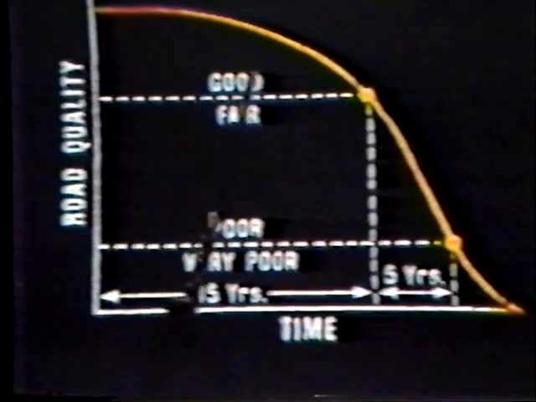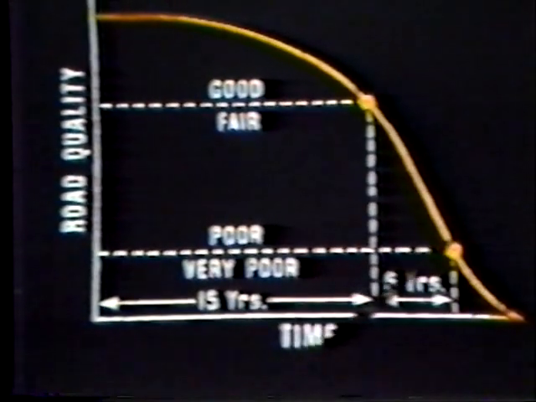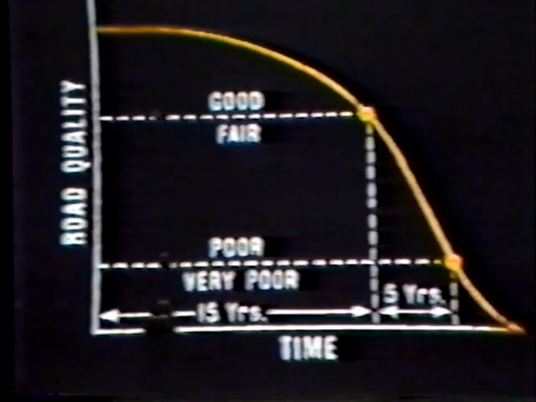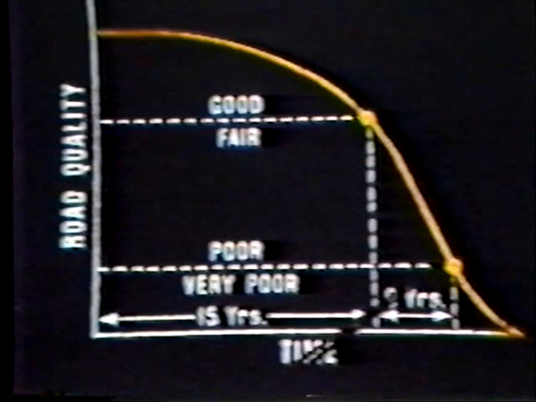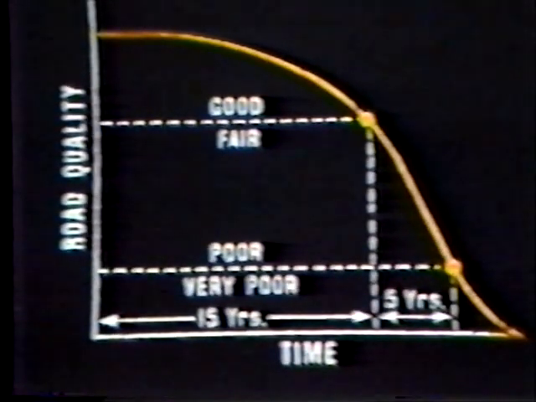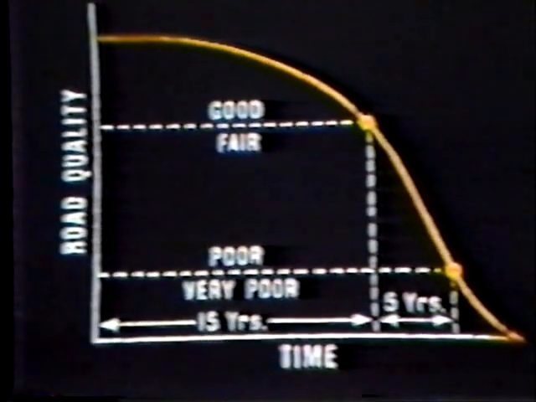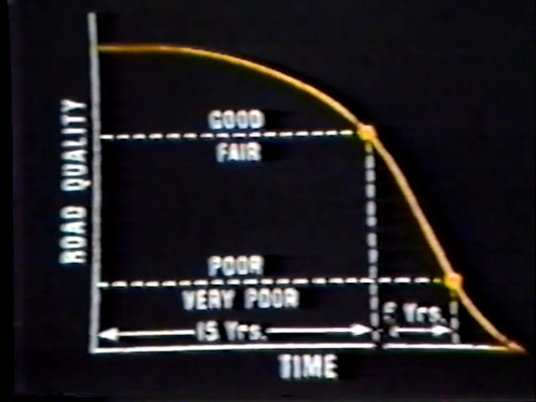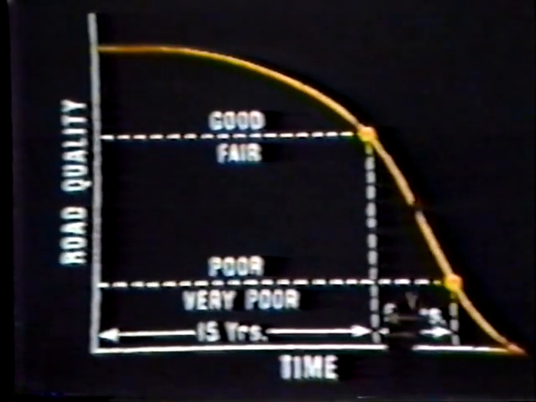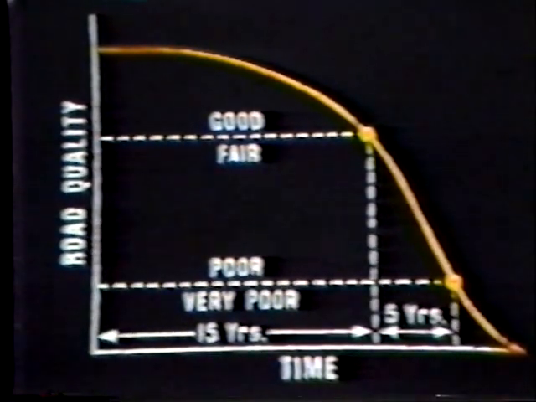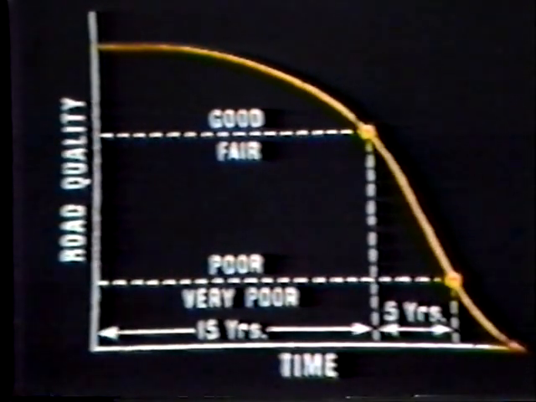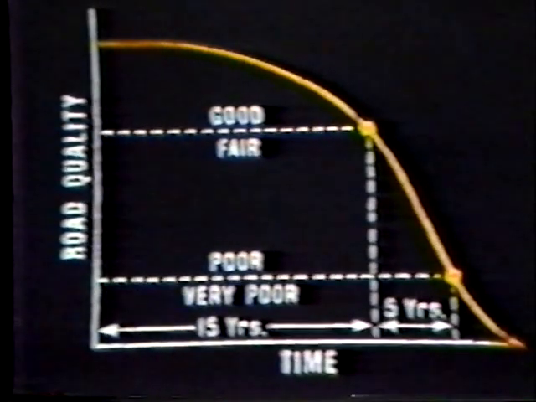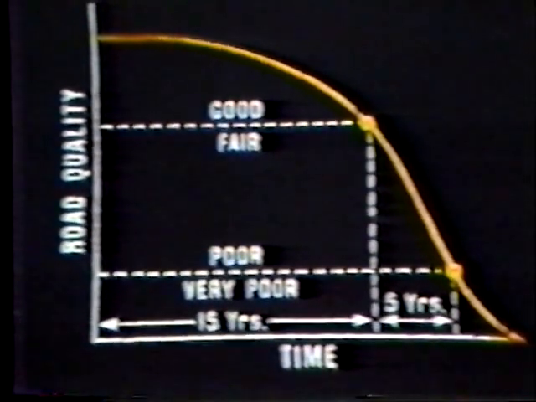Notice the orange line comes down, keeps on going down, starts going down slow to begin with, and speeds up over a period of time. Now there's some point where driving on this road gets so bad that the public won't stand for it any longer, and so we come out and we reconstruct the road, put it back up into good condition, and it starts this cycle all over again. This is a fundamental principle.